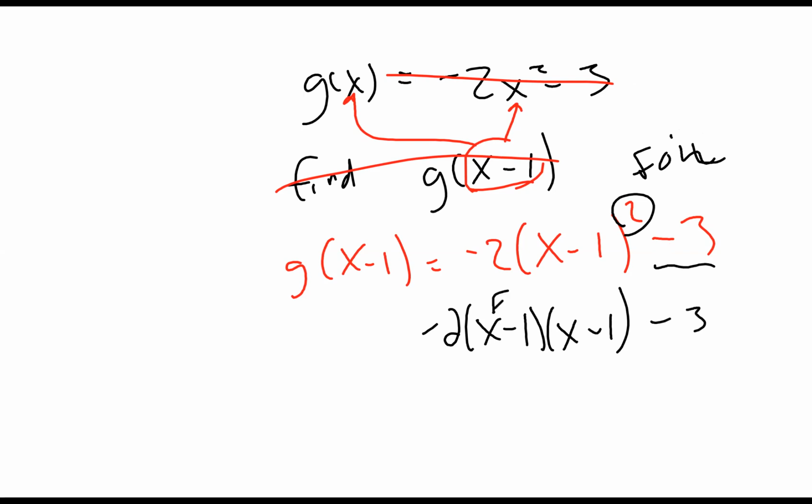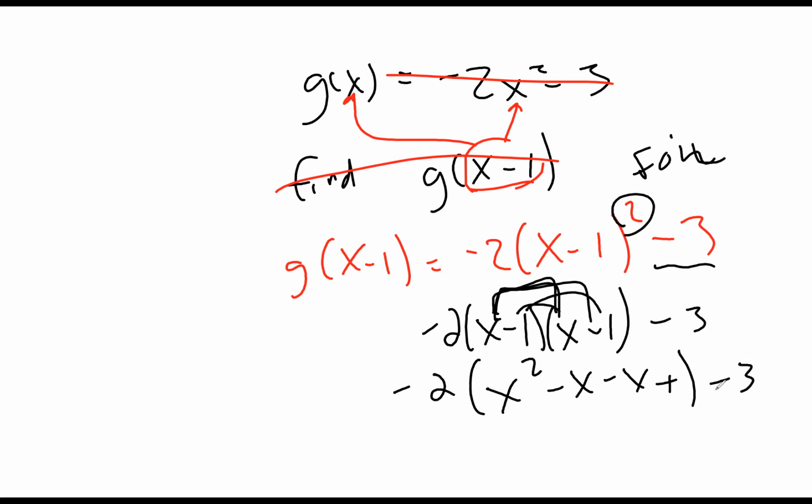And so now I'm actually going to go in here and FOIL. My -2, again, just chilling. So x times x, x squared. X times -1, negative x. -1 times x, negative x. -1 times -1, positive 1. And then my little -3 still hanging out.